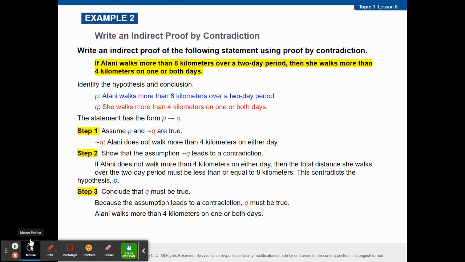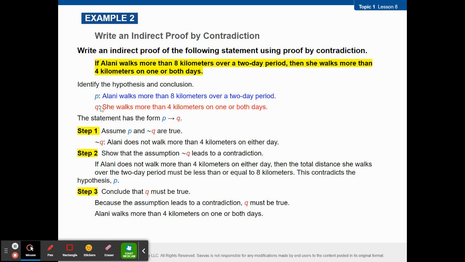So let's take a look at this first example. It says write an indirect proof of the following statement using proof by contradiction. If Alani walks more than 8 kilometers over a 2-day period, then she walks more than 4 kilometers on one or both days. So here is our hypothesis: Alani walks more than 8 kilometers over a 2-day period. She walks more than 4 kilometers on one or both days. Okay, so that's our conclusion.